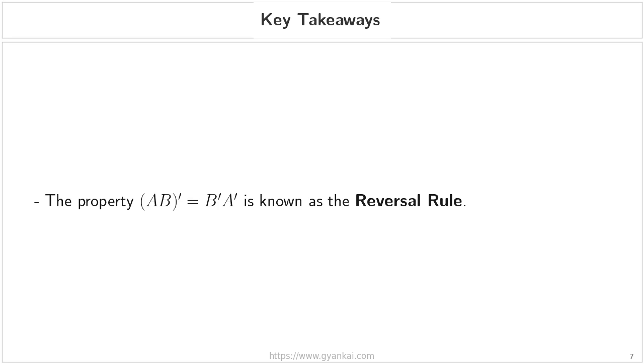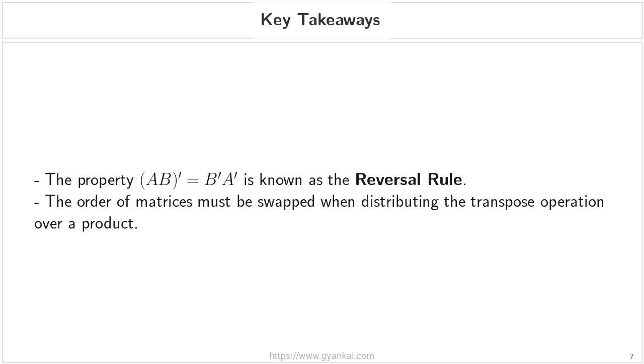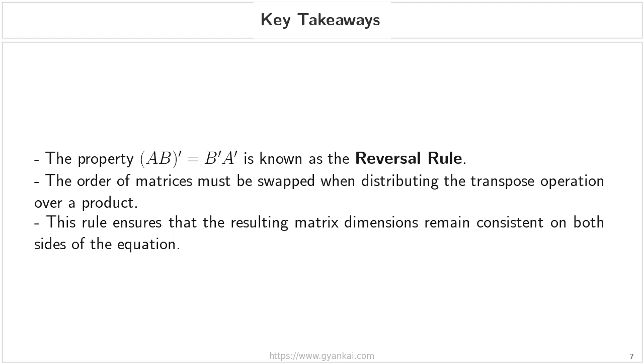First, remember that the property where the transpose of the product of A and B equals the product of the transpose of B and the transpose of A is formally known as the reversal rule. As we have seen throughout the examples, the order of the matrices must be swapped whenever you distribute the transpose operation over a product. You cannot simply transpose them in their original order. This is a crucial point because, as we analyzed in our discussion on matrix dimensions, this reversal is exactly what ensures that the resulting matrix dimensions remain consistent and mathematically valid on both sides of the equation.